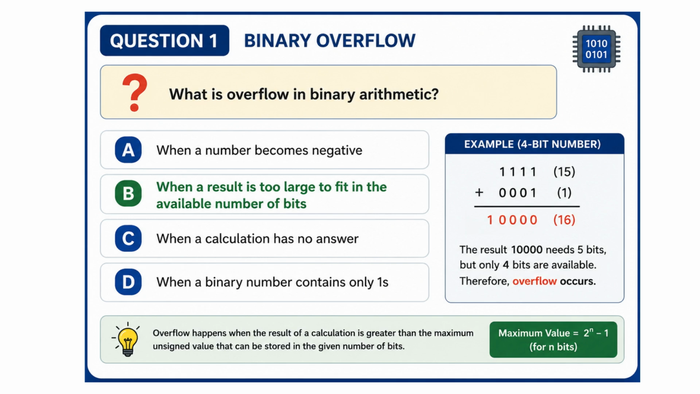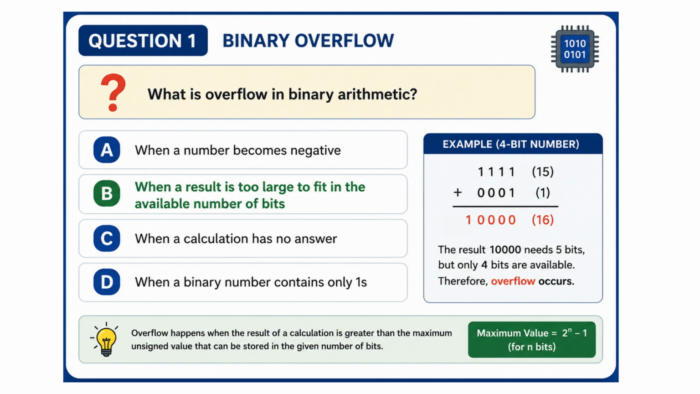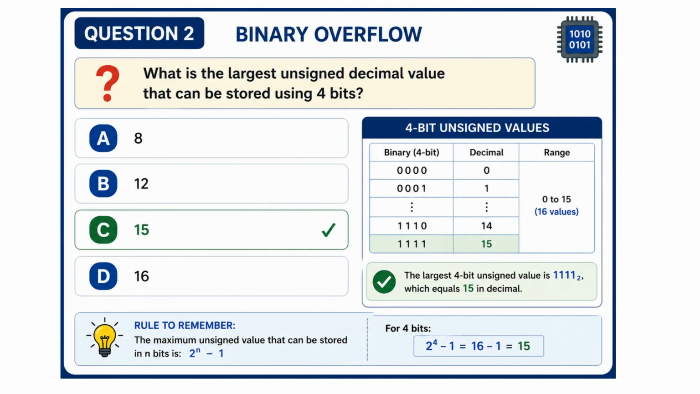For an unsigned n-bit number, the maximum value is 2 to the power of n minus 1. If the result is larger than that limit, overflow has occurred. What is the largest unsigned decimal value that can be stored using 4 bits?